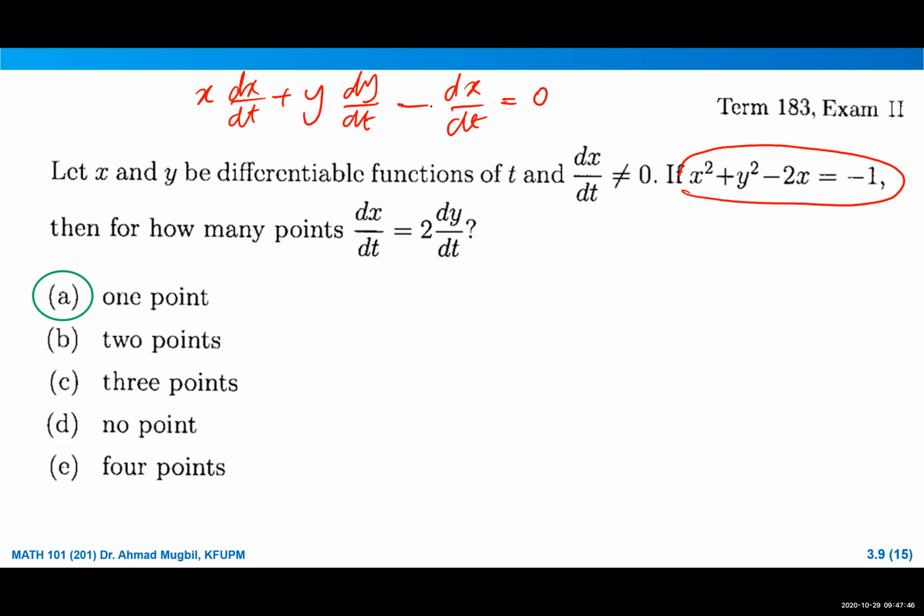What is next, guys? Think. If you are studying math and you are not thinking, make sure something is wrong, it means you are not studying. Solve for y prime.